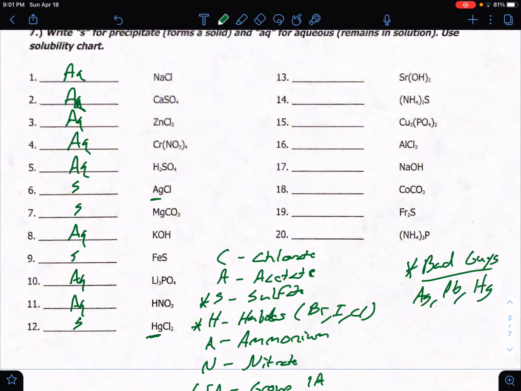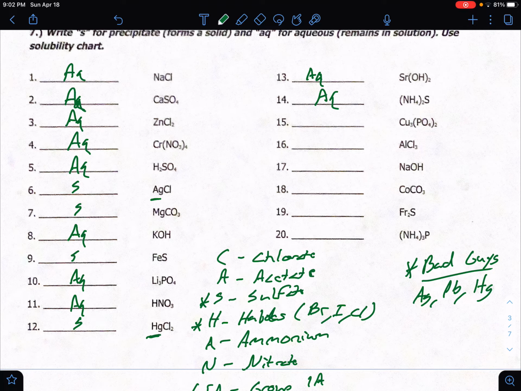Sr is strontium, and then hydroxide. Strontium is in group 2, and then OH. Usually this one can kind of go either way. I'm not going to really do this. This one can be aqueous, because it's a base in this situation. But we're not going to try to give you anything that confusing on there. And then NH4, so that's ammonium, and that's a salt. Ammonium's on my list, so this is aqueous.